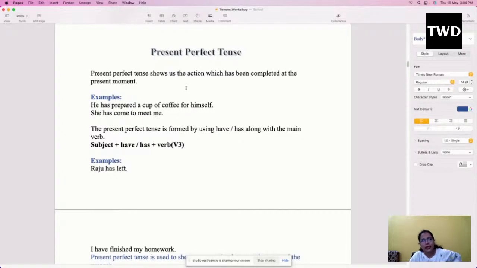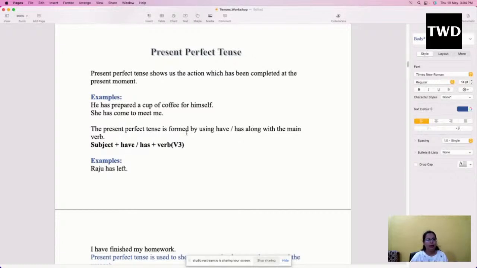So already he has finished preparing the cup of coffee, and that's why we have written he has prepared a cup of coffee for himself. She has come to meet me. Already she is in your home, so she has come to meet me.